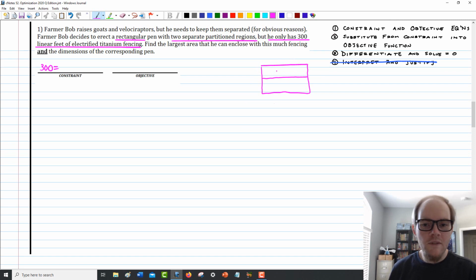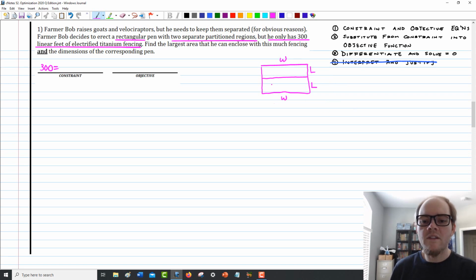So he needs that much. That's our setup. So in here I want to go ahead and call these two different variables. I'm going to call this W and I'm going to call this L. But because of the way I do this, and assuming that Farmer Bob wants to be generous to both his goats and raptors and give each of them a chance to live, I need to also call this L.